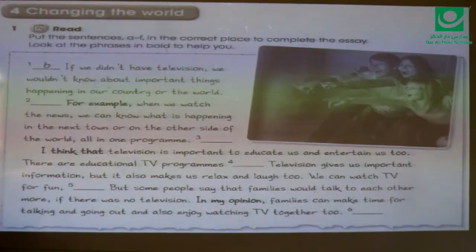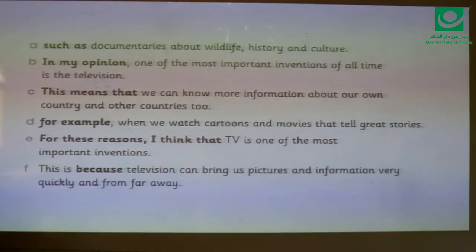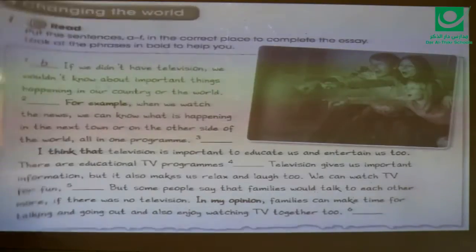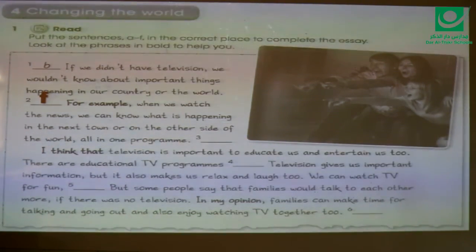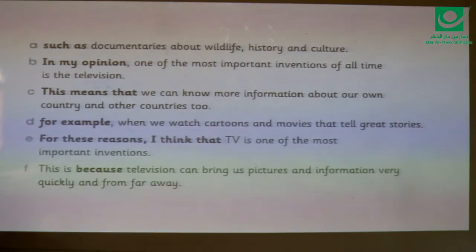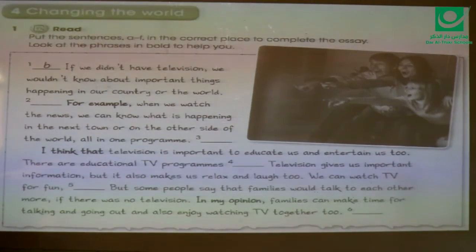In number 2, students, what do you think, which sentence is going to complete the text? Is it A or C or D or E or F? Actually, you need to read the whole sentences before you choose. So in number 2, the sentence is F. This is because television can bring us pictures and information very quickly and from far away. For example, when we watch the news, we can know what is happening in the next town or on the other side of the world, all in one program.